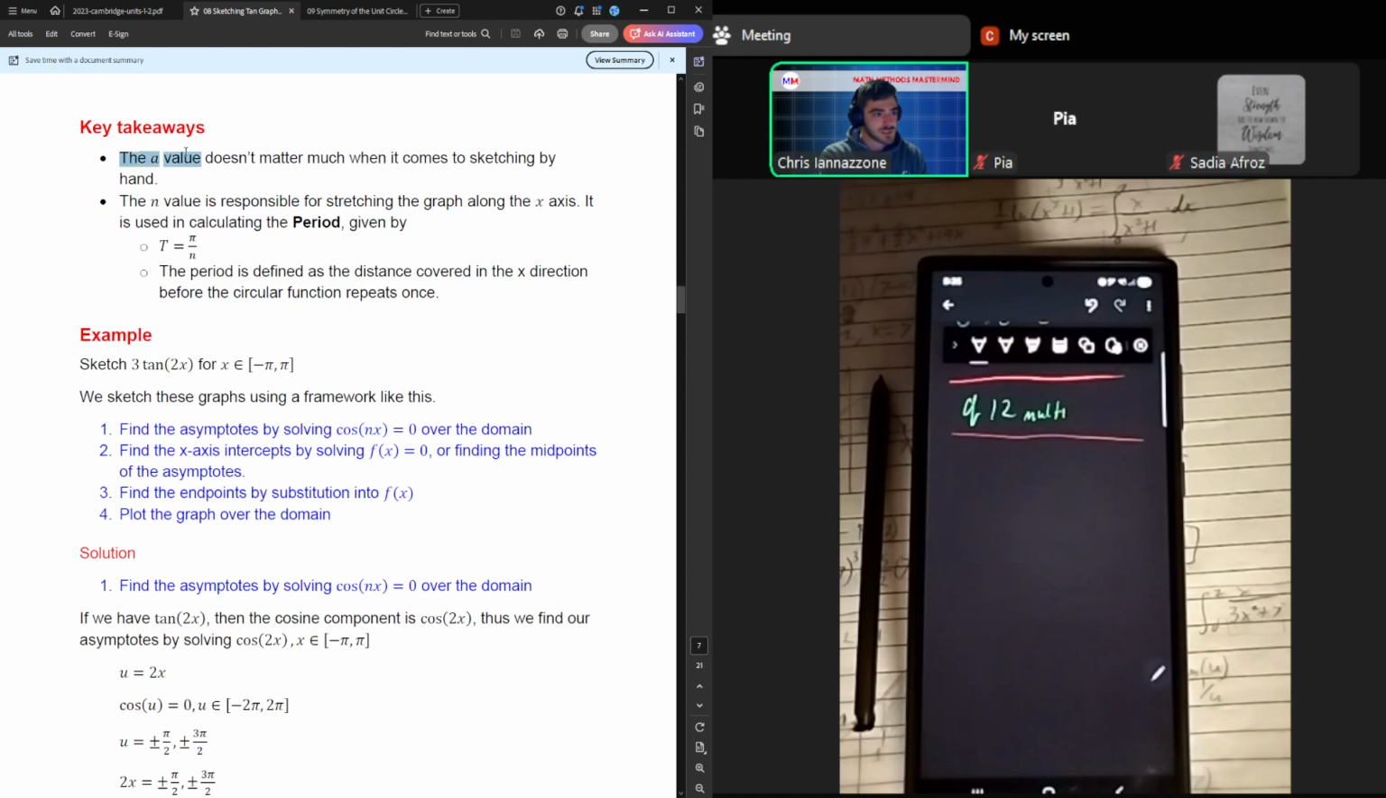So, some key takeaways. Dilation factors don't really matter a whole lot when it comes to actually sketching it by hand. And the n value can be used for calculating the period, but if you're following the procedure that I outline here, you won't actually be using n for any of the actual key features of sketching.